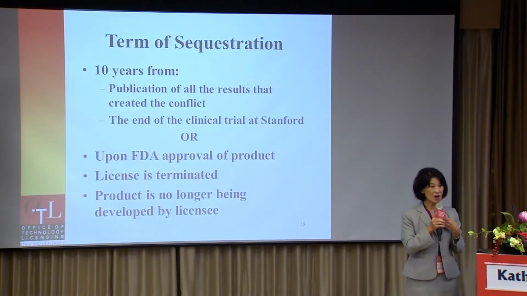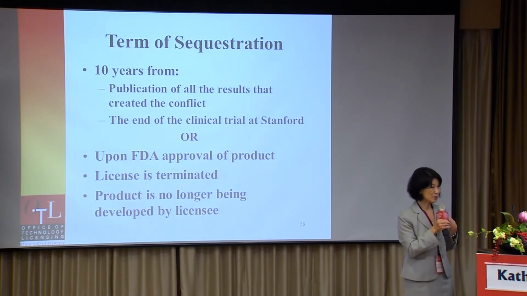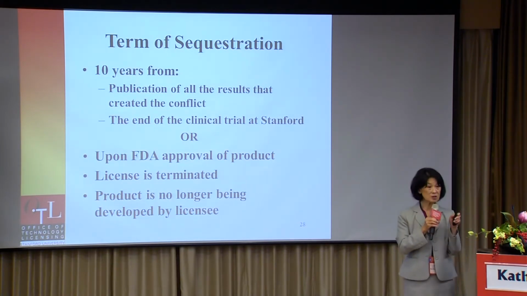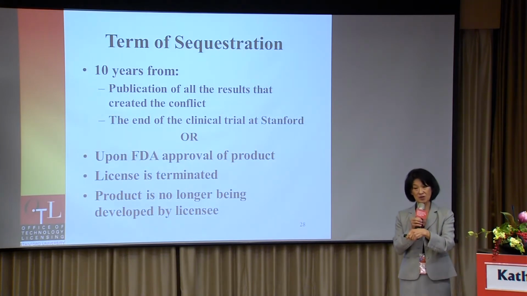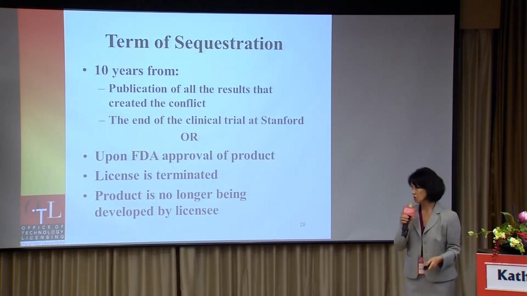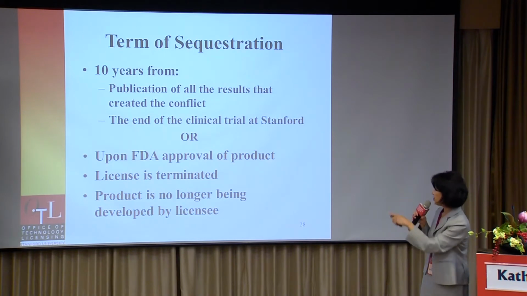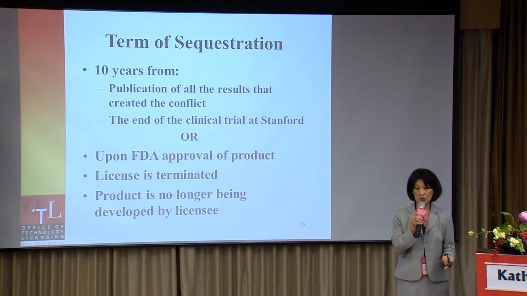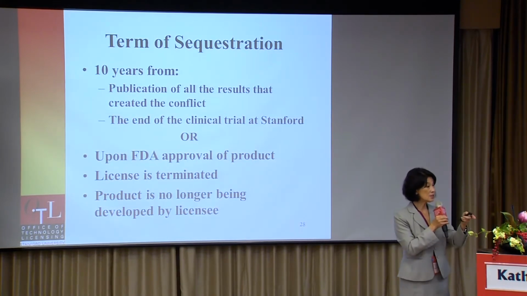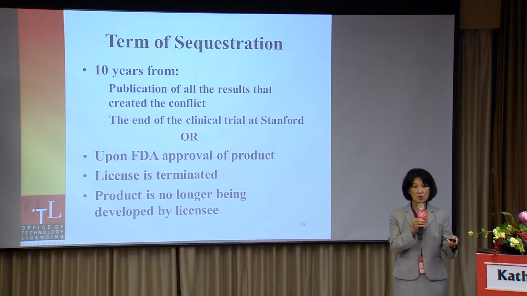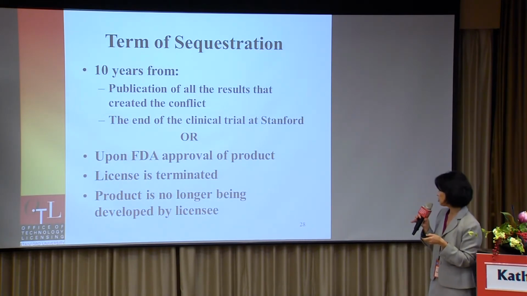That makes the licensing office need to keep track of these publications, and I'm not even sure that we have been able to do that yet. Or if it's the end of the clinical trial, 10 years after the clinical trial at Stanford, then we will unsequester it. That's the 10-year rule. Otherwise, if FDA has approved the product, we can unsequester it because we feel that there have been multi-center trials. It's been proven and approved by the FDA. They've looked at the data very carefully. So our clinical trial at Stanford has been part of a much bigger picture. And once the FDA approves, we're okay to unsequester this.